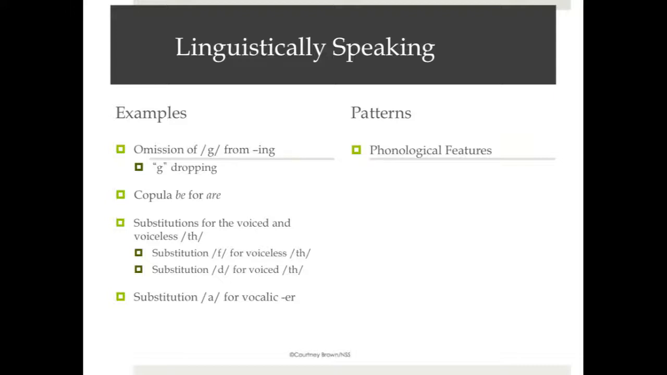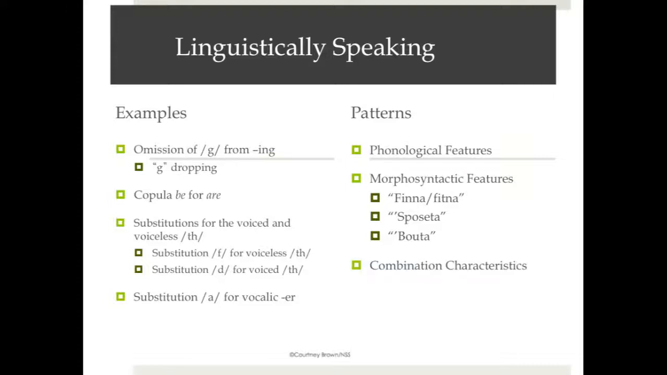So the patterns, they're phonological features, morphosyntactic features, finna, fitna, supposed to, bout to, and then you have a combination of these. The history of AAVE has had a really interesting chronological arrival to being called AAVE. Some people use the word Ebonics, some people say Black English, some people say African American English.